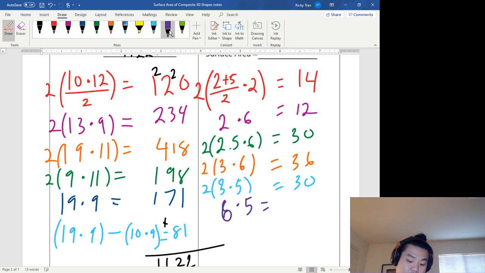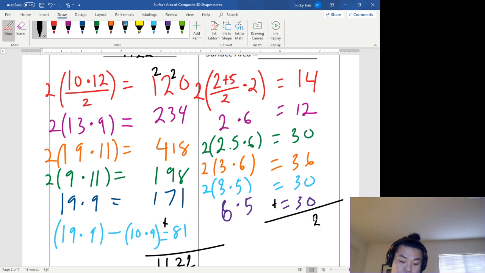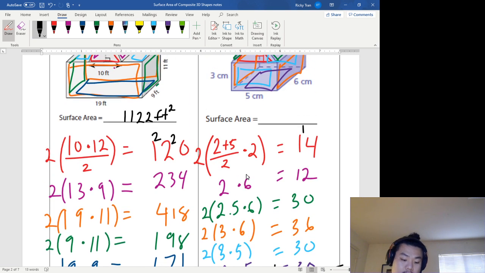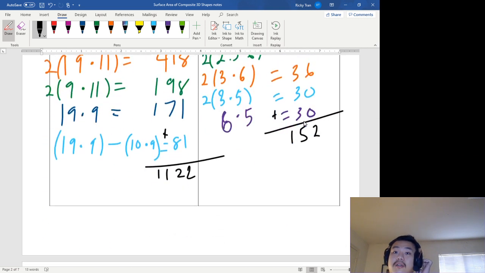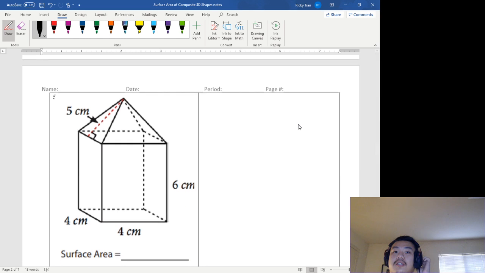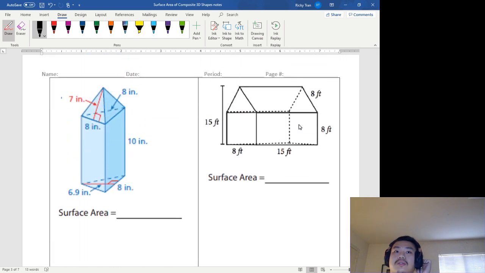And then we have 30. And then we just add all these together. So 12, 15, 21... it's 152 centimeters squared. Okay. And then I'm only gonna do, let's do this 3 more.